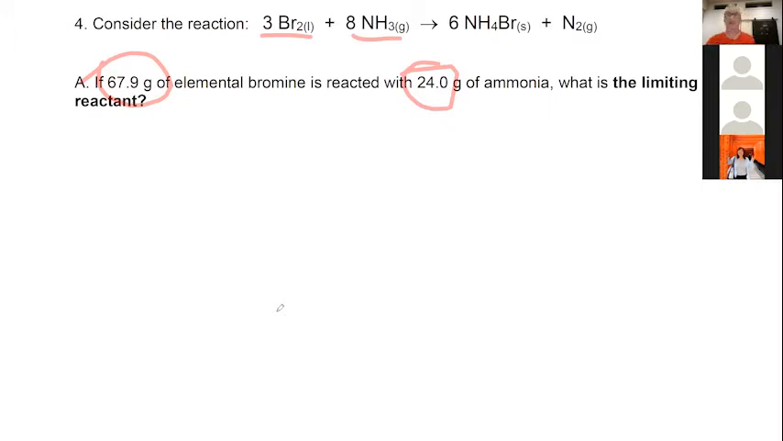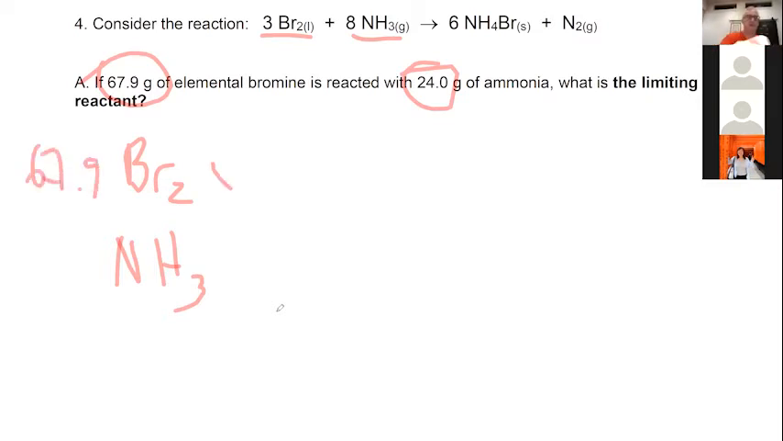So that's how we figure it out. We convert all of our bromine to product, and we convert all of our ammonia to product. And whatever number is smaller, that's the limiting reactant. So we'll do that. So the first thing I need to do, I got 67.9 grams of bromine, and I want to convert that to moles. Moles of bromine.